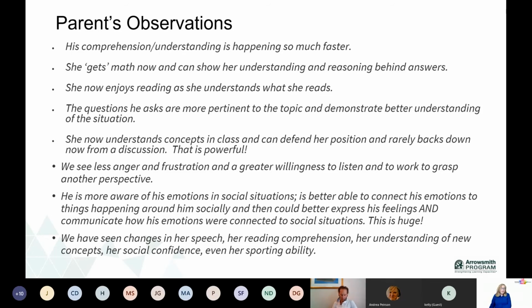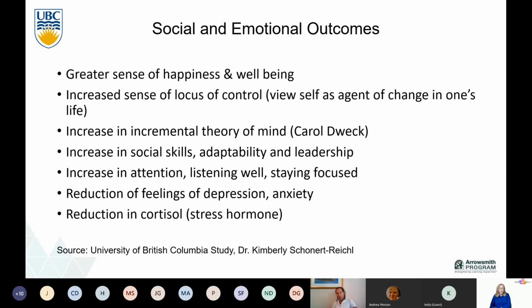So, and this is research, again, done at the University of British Columbia with a different researcher, Dr. Kimberly Schonert-Reichl, on social and emotional outcomes. Now, this is on students in the year-long program, but again, we would expect similar changes in the cognitive intensive program. So this researcher was seeing an increase in sense of happiness and well-being of students as they were going through the program. An increase in the sense of locus of control, which makes sense because they're now able to see themselves as an agent of change in their own life. They feel like they have control over their life.